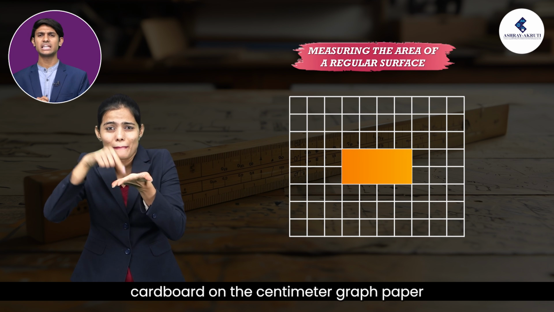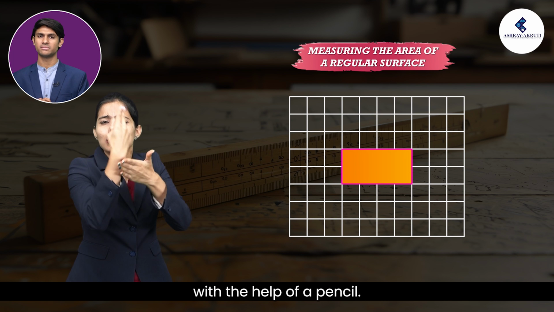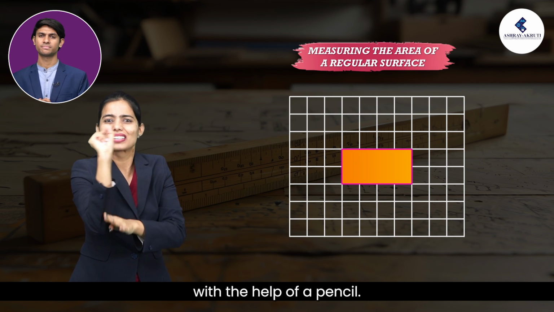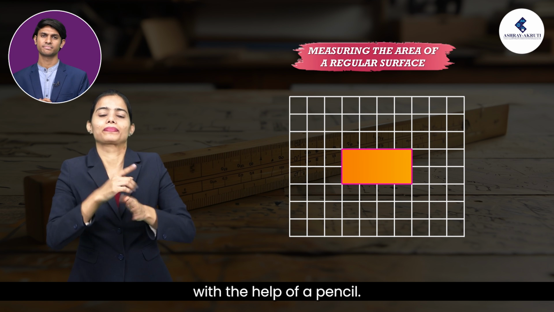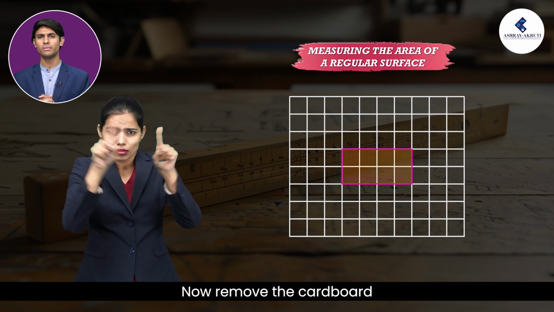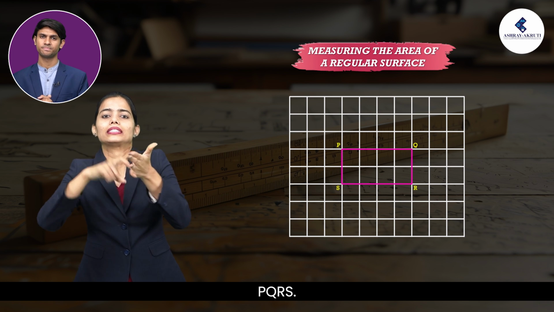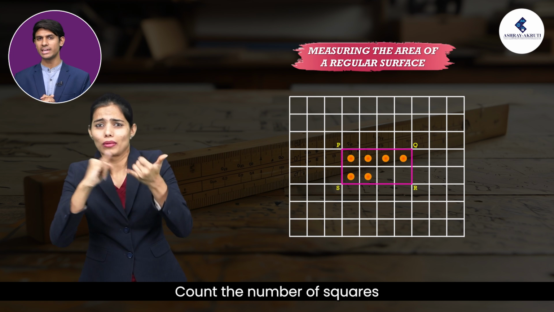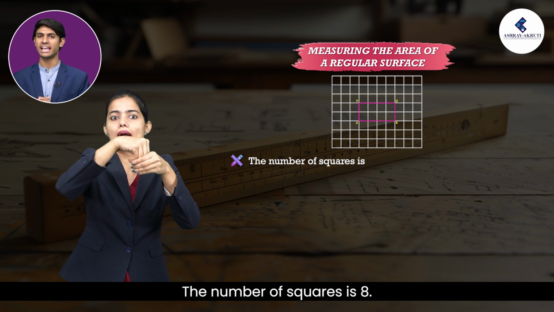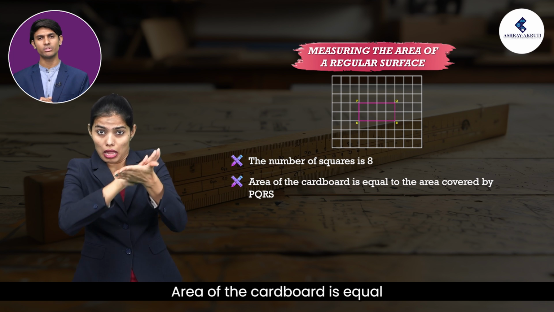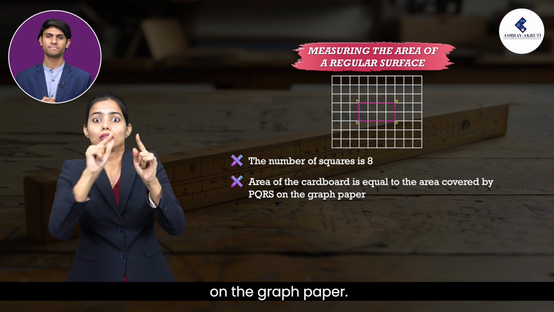Place the cardboard on the centimeter graph paper and draw its outline with the help of a pencil. Now, remove the cardboard and mark the shape as P, Q, R and S. Count the number of squares inside the outline. The number of squares is 8. Area of the cardboard is equal to the area covered by PQRS on the graph paper.